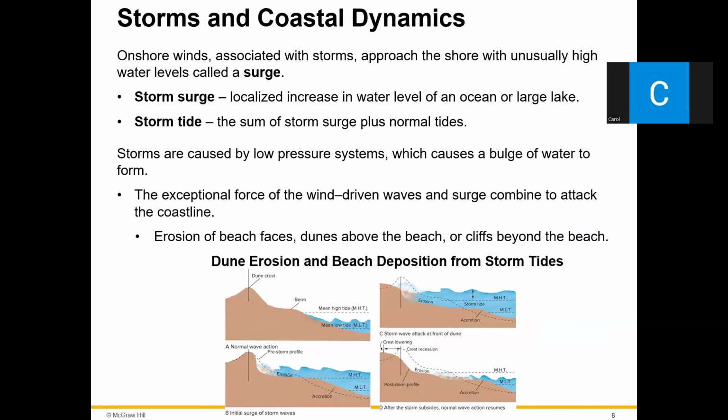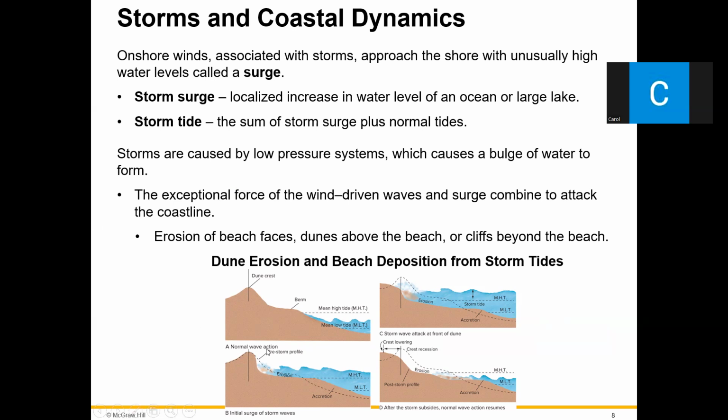Storm surges come in with storms. You hear about them with hurricanes. In fact, I think a lot of the flooding that you hear about with hurricanes isn't really from the rain, it's from these storm surges. And then you can have a storm tide, which is where the storm surge comes in with the tide, and it just makes it really, really worse.